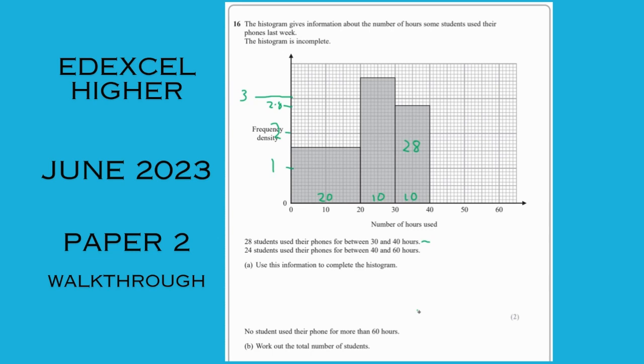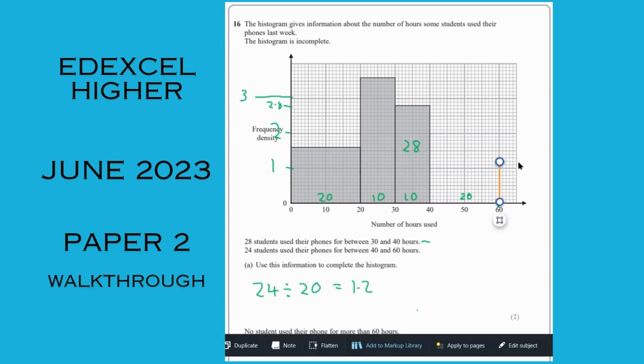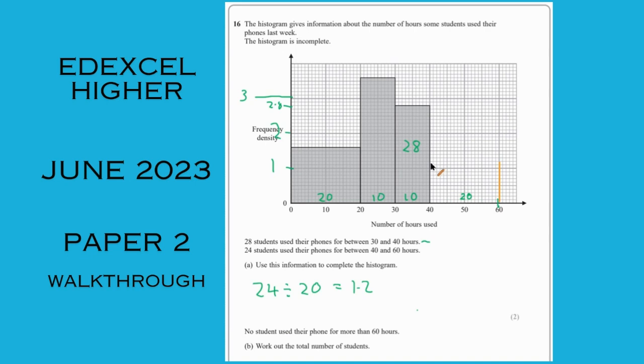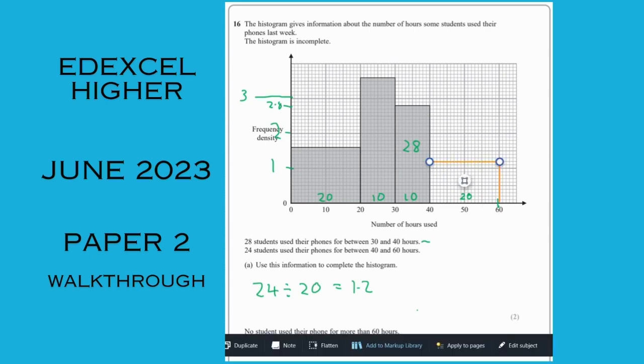Use this information to complete. So the next bar, the missing bar, which goes from 40 to 60, in other words, a width of 20, we need to know its height. So to do height, we do area divided by width. In other words, 1.2. So we find the 1. Let me get my pen. We need to go up to 1, but up to 1.2. There we go. And we finish off the bar across.